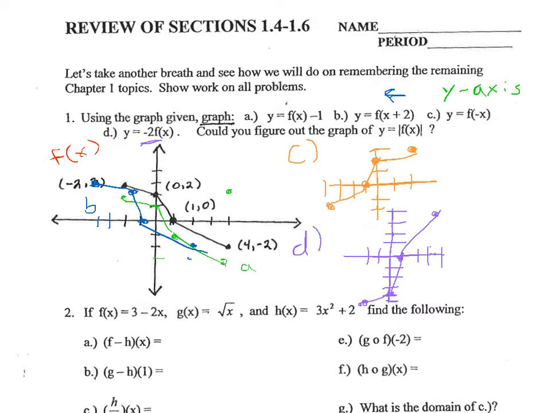Let me use a different color so the graph looks different. So the graph is actually going to have all the same points, except this last point is going to flip up like that. And that would be the absolute value of f of x.